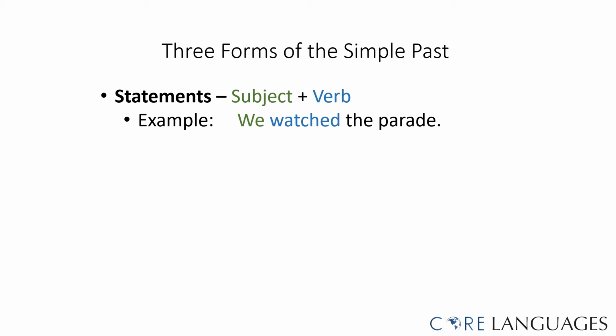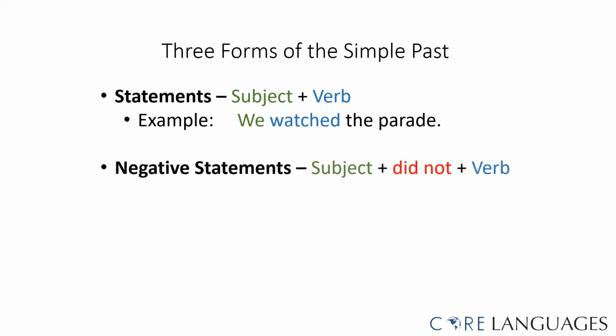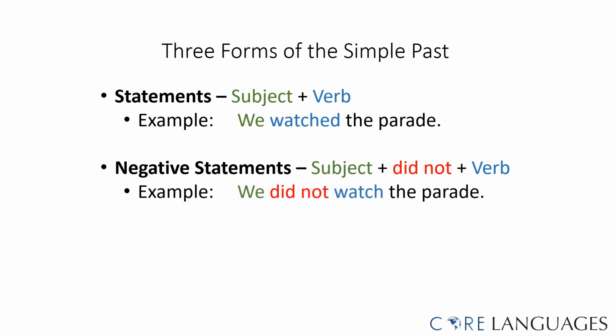When we want to make a negative statement, we need to use did. Did is the past tense form of to do. The word order is subject, did not, and the verb. For example, we did not watch the parade. Notice how watch is in its infinitive form. It is not conjugated in the simple past. It would be incorrect to say, we did not watched the parade.